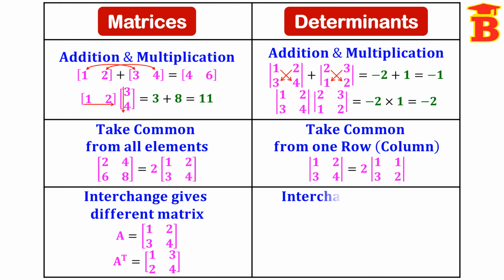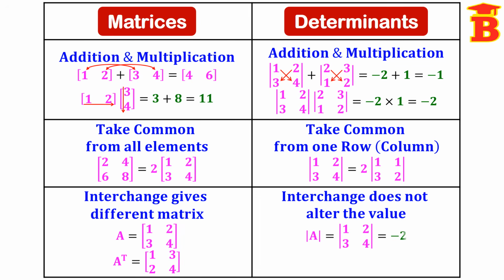But in determinant, the interchanging doesn't alter the value. So if we interchange rows and columns, we will get the same answer only. Take the same numbers. This A matrix 1, 2, 3, 4. For that we take determinant. So determinant we take within 2 bars. That is determinant A equal to determinant 1, 2, 3, 4. And this value is minus 2. Right arrow multiply minus left arrow multiply. That is 1 into 4, 4 minus 2 into 3, 6. 4 minus 6 is minus 2.